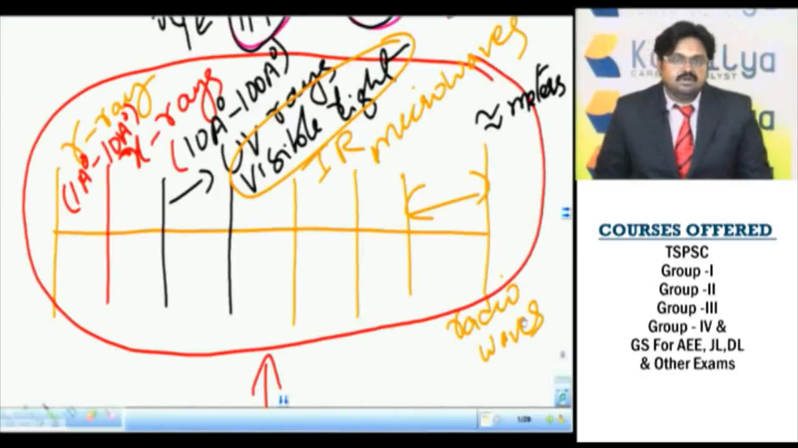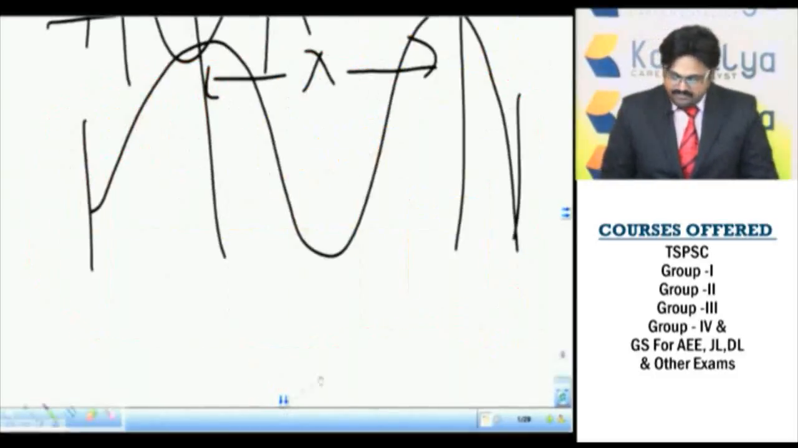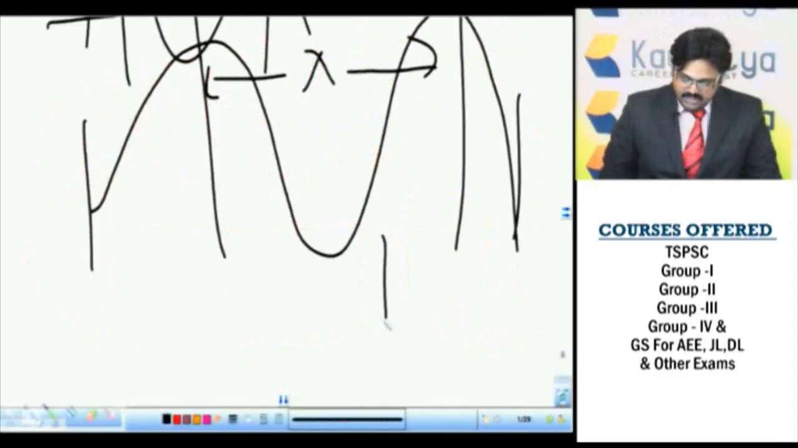Visible light, we know, of course, is what we use to look at our surroundings. Now IR is another important thing. We observe the visible light.